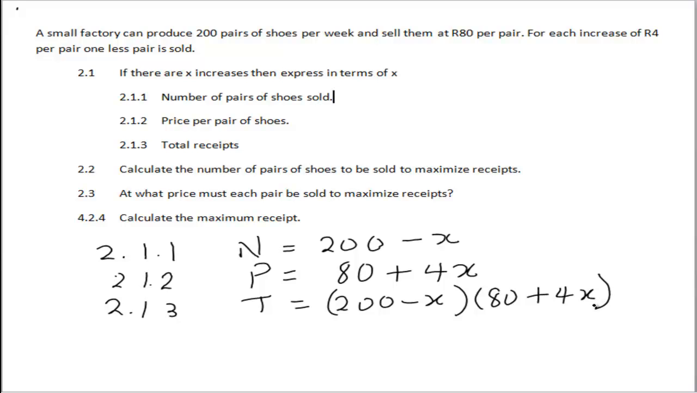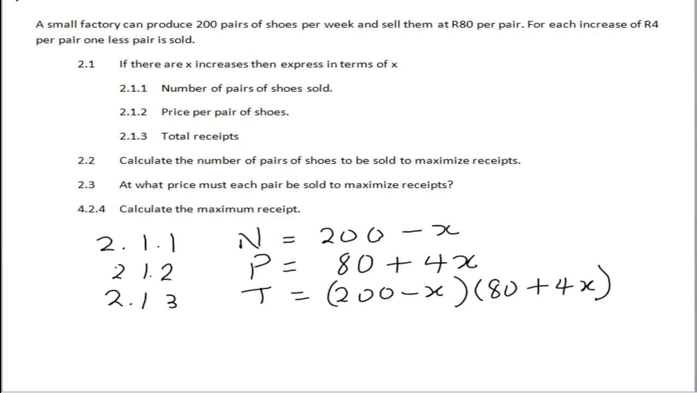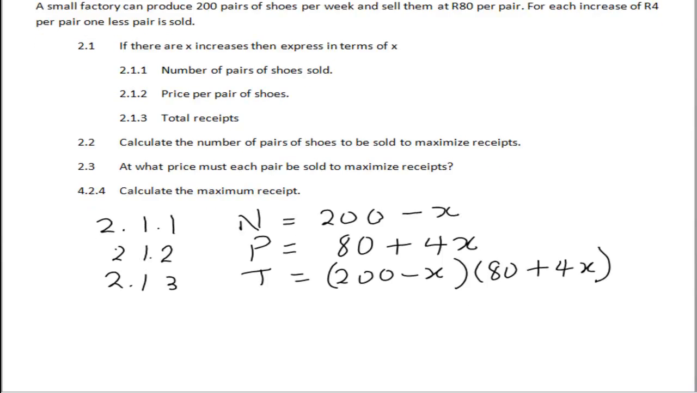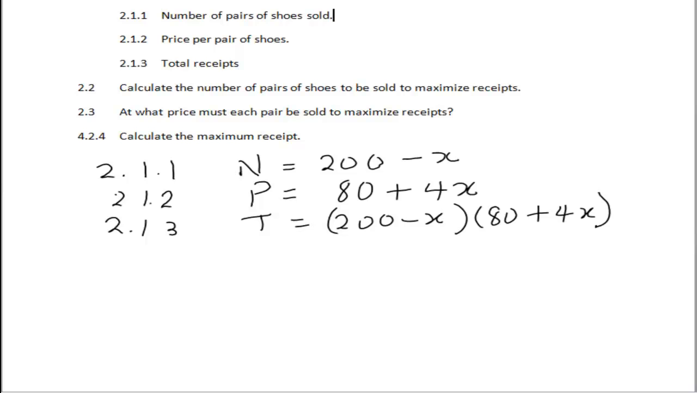And then now calculate the number of pairs of shoes to be sold to maximize receipts. Now we want to find the derivative of this and equate it to 0, which is 2.2.